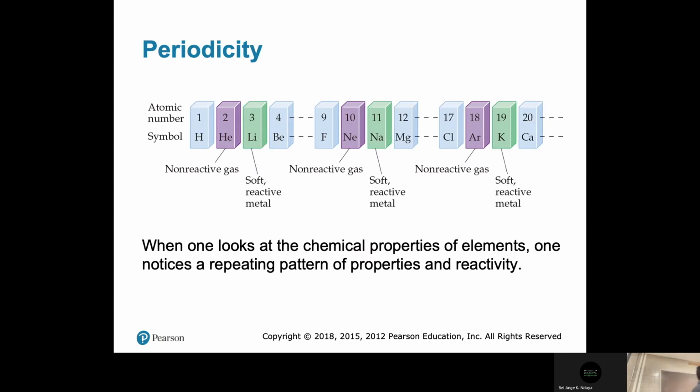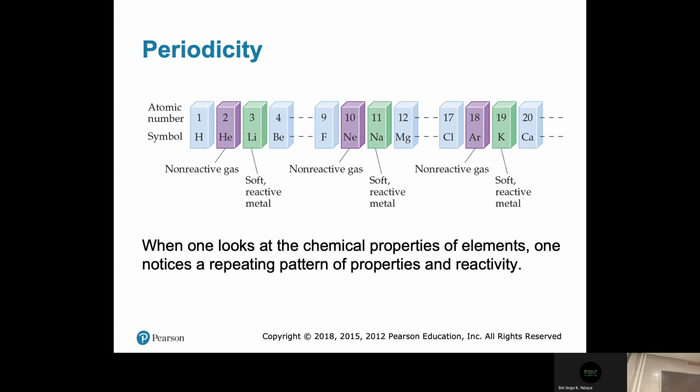This next one isn't quite as important, but there's this thing called periodicity. And this is as you go across the periodic table, there's a pattern. It goes non-reactive gas, soft reactive metal, and then non-reactive gas, soft reactive metal, non-reactive gas, soft reactive metal.